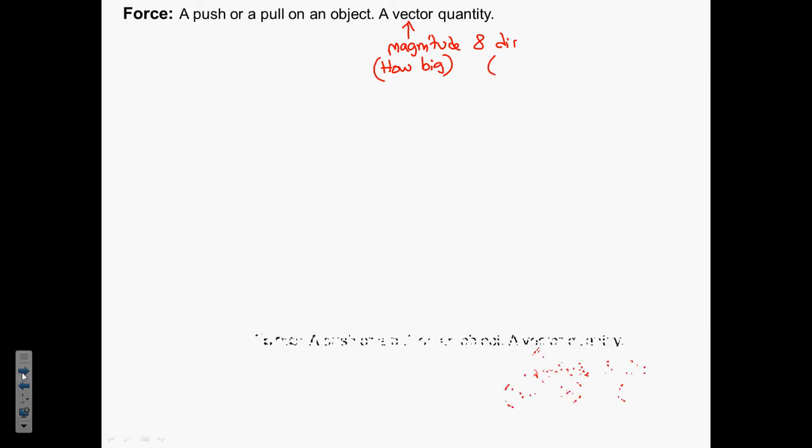In what direction? Are you pushing down on something? Are you pulling up on something? Are you pulling it forward? Are you pulling it at an angle?